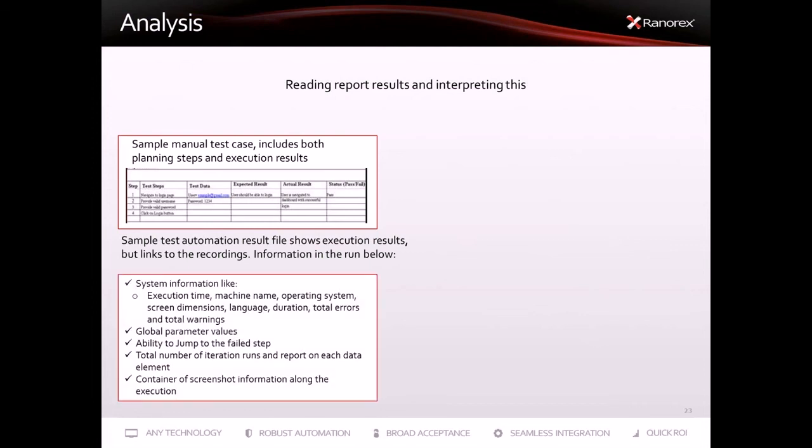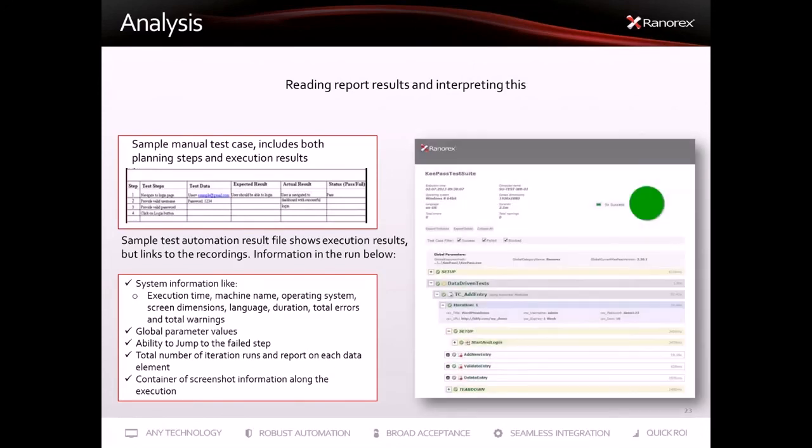System information. You're going to see execution time, the duration, machine name, operating system, dimensions. So a lot more systematic type of information that you may see that is not necessarily there for your manual test. Global parameter values. The ability to jump to the failed step. The total number of iteration runs and report on each data element. A container of screenshot information along the execution.